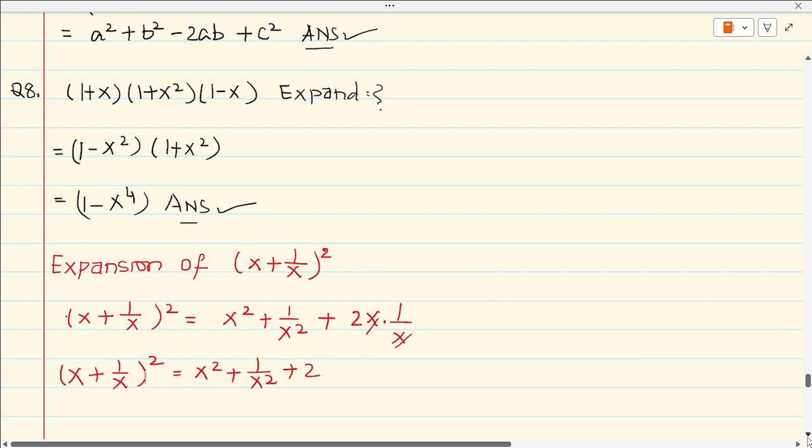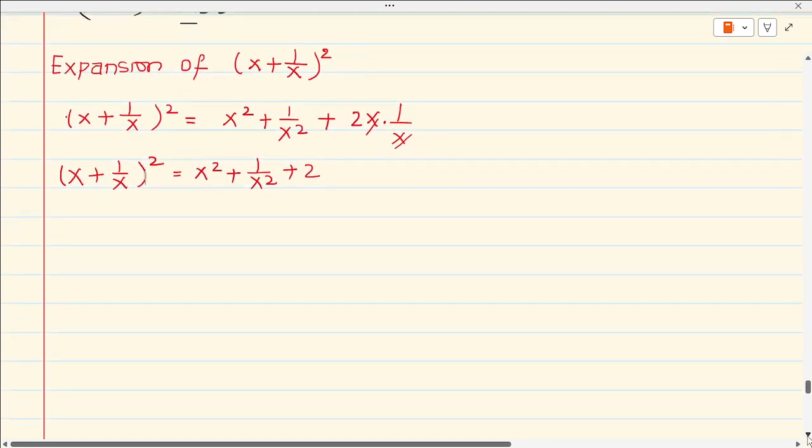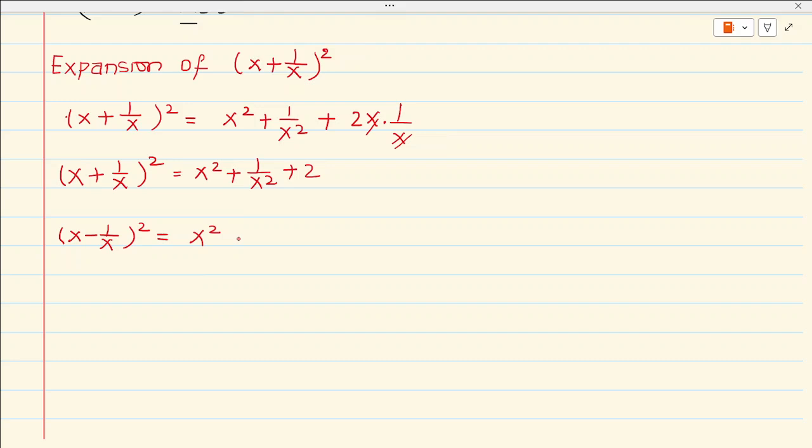Okay, students. Now we are asked to write the expansion of x minus 1 upon x whole square. You can write directly x square plus 1 upon x square minus 2. In the same way, using the a minus b whole square formula. Correct.